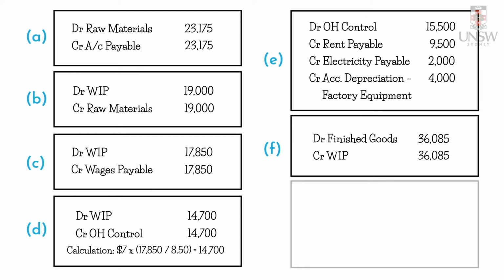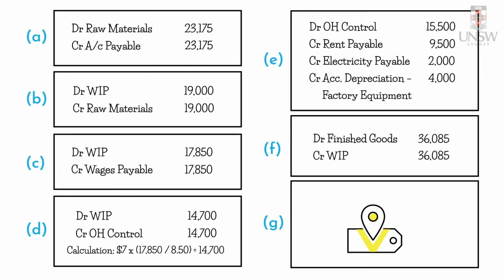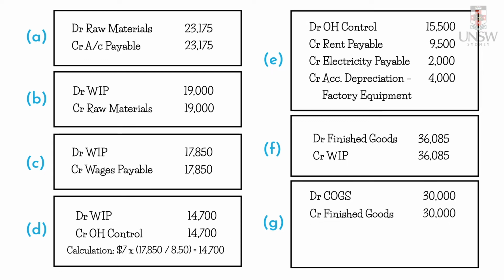Part G of the question says that some tags costing $30,000 were sold on account for $36,000. So we can record the sale of these particular units. We debit cost of goods sold, $30,000, and credit finished goods, $30,000, to recognize the cost of these goods. We debit accounts receivable for the amount that we sold them for. It's on account. So this is $46,000, and we credit sales revenue, $46,000.